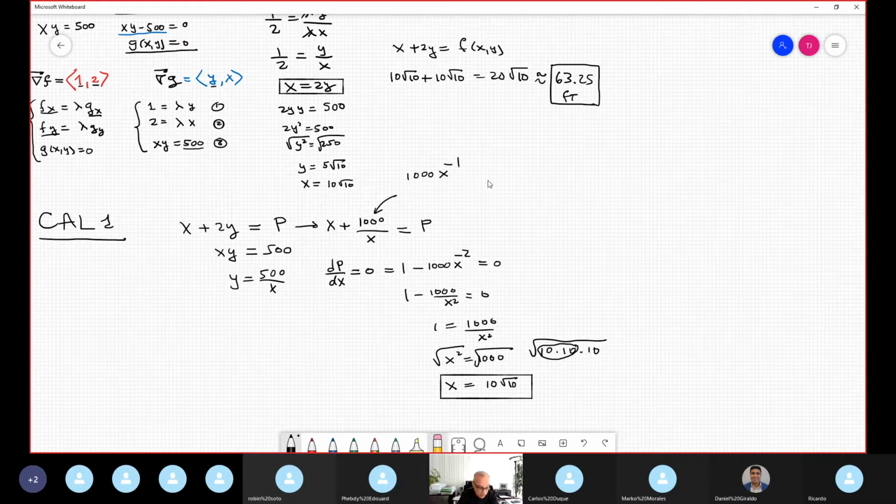Well, guys, let me try to. Okay, I copy one piece of paper, the formulas. 1 equal lambda y, 2 equal lambda x, x times y equal 500. Okay, let's check this computation in Wolfram Alpha. Could you help me or no? Now let me see.